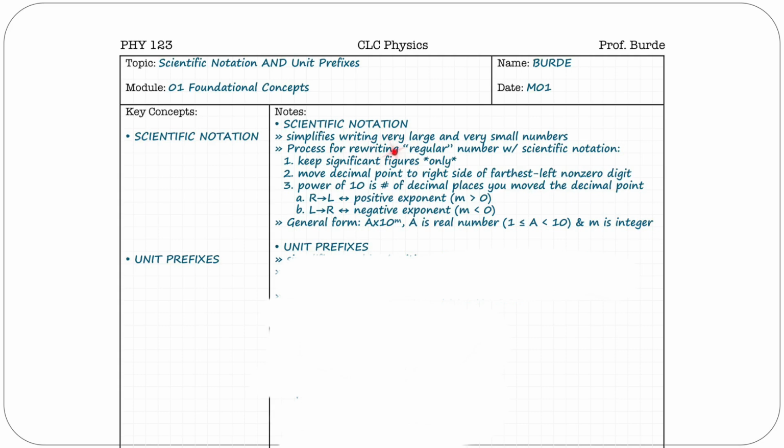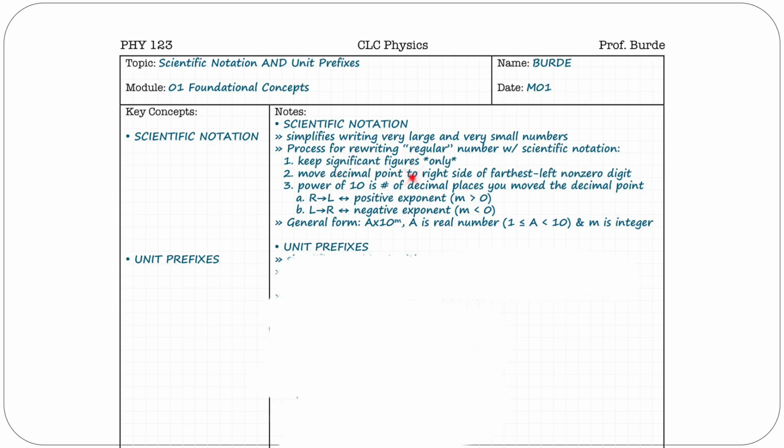So our process that we're going to use to take a regular, standard number you've seen, and rewrite it in scientific notation is to, number one, identify the significant figures. We're only keeping the significant figures. We're throwing out all the placeholders. Then we want to move the decimal to the right side of the farthest left non-zero digit, basically the largest non-zero number that's farthest to the left.